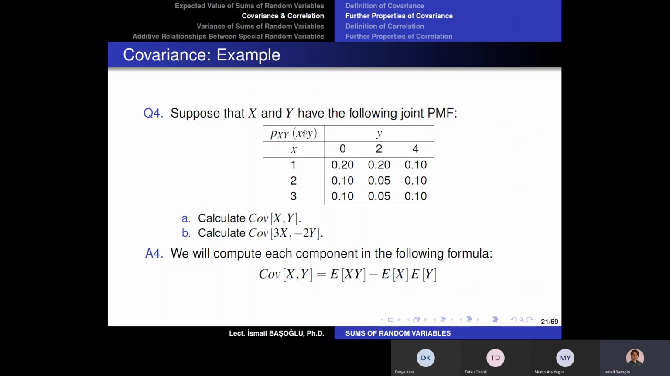So we have this familiar joint probability mass function that belongs to two random variables, x and y. Random variable x can take on three possible values, 1, 2, and 3, and random variable y can take on three possible values, 0, 2, and 4. Both random variables are discrete. In fact, we can understand it because the question says it's a joint probability mass function. Now, these joint probability mass values are tabulated in this table. The question asks me to calculate the covariance of x and y.